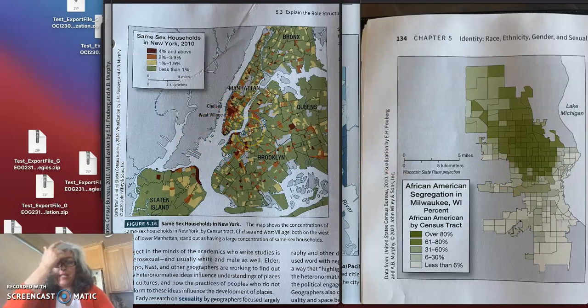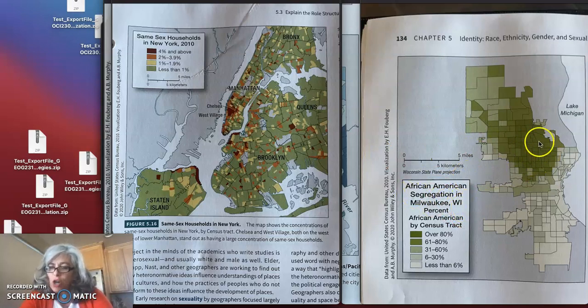Because remember, New York City is so big that it's got different boroughs, we call them. And so Manhattan is a borough, Bronx, Queens, Brooklyn, Staten Island. These are boroughs of a larger city, New York City. Okay, so let's first look over here at African American segregation in Milwaukee.